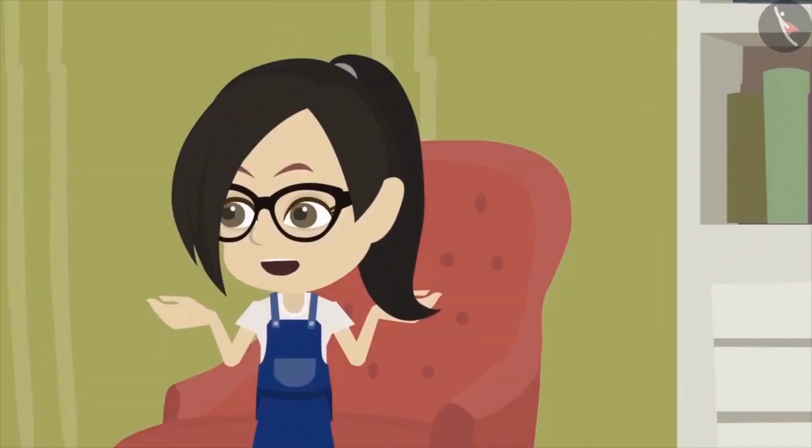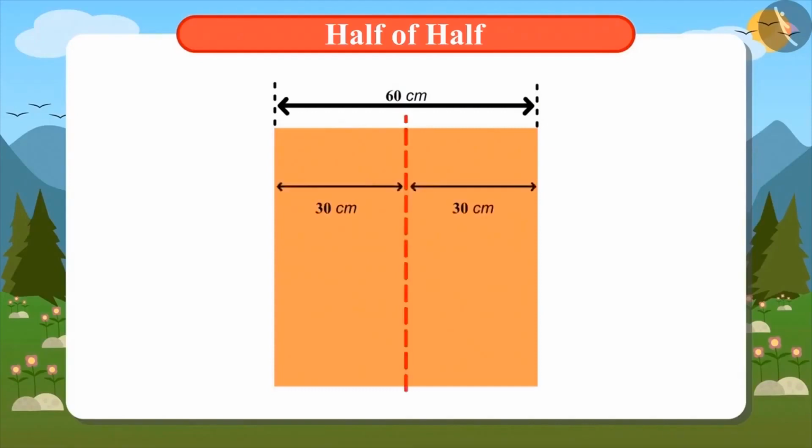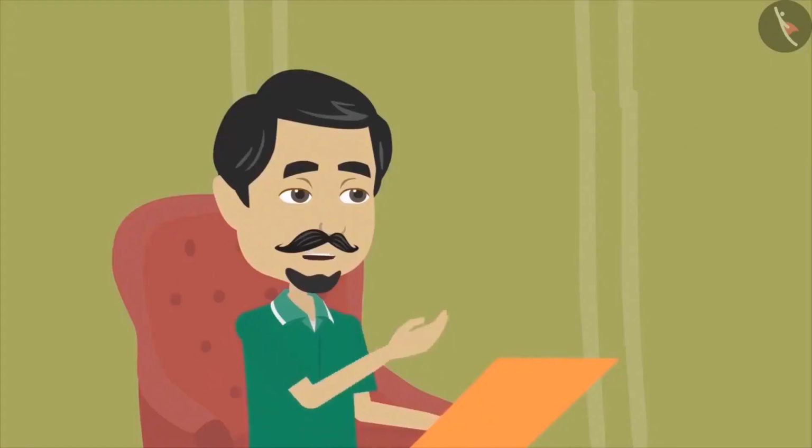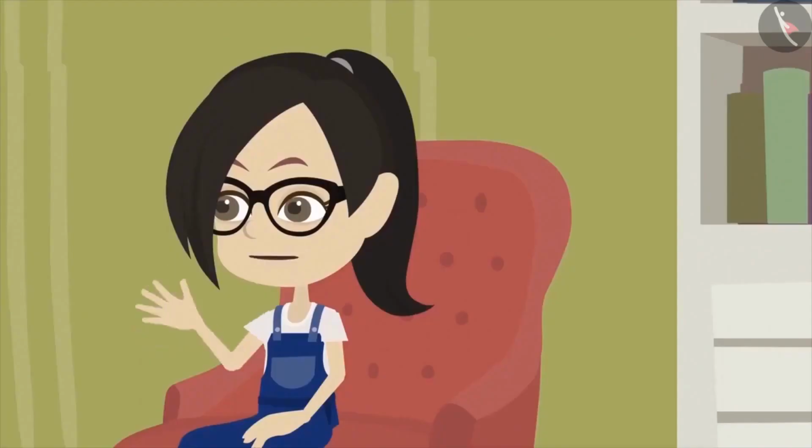I didn't understand anything. Do you know what is half? Yes, when a thing is divided into 2 equal parts, then we say that it is divided into 2 halves. That means we can say that when a thing is divided into 2 equal parts, then one part will be half of that thing. Yes.